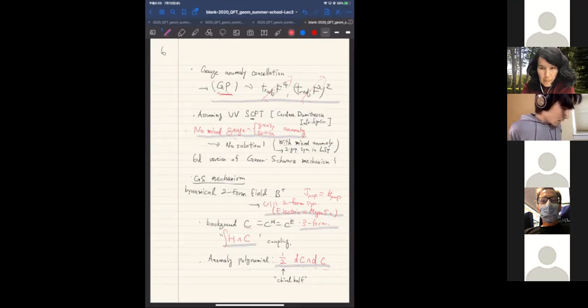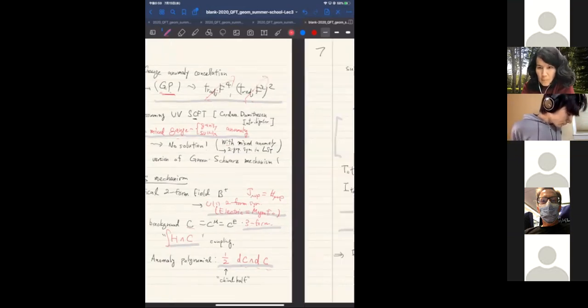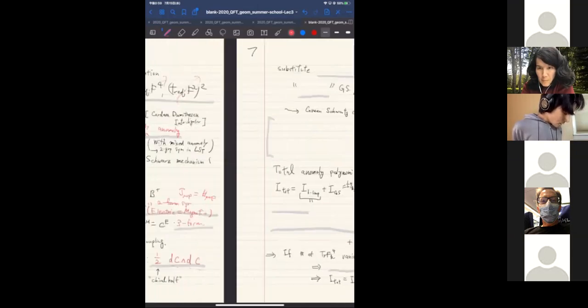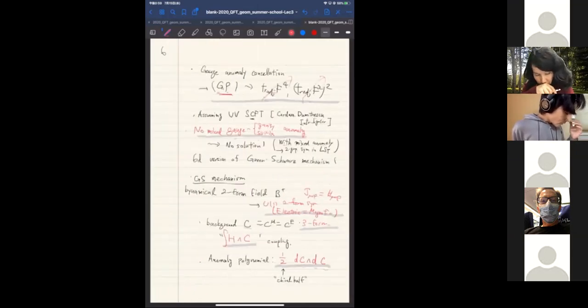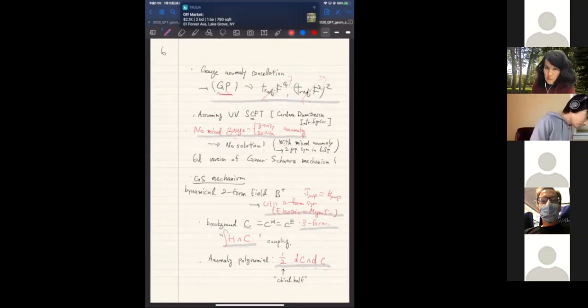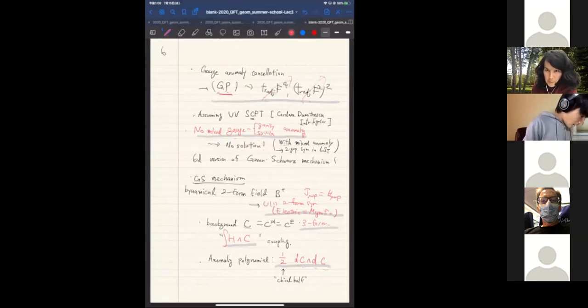So the way to save ourselves: we have to have some additional contribution to the anomaly polynomial that somehow cancels the gauge anomaly. Okay, so how can we get such a thing?